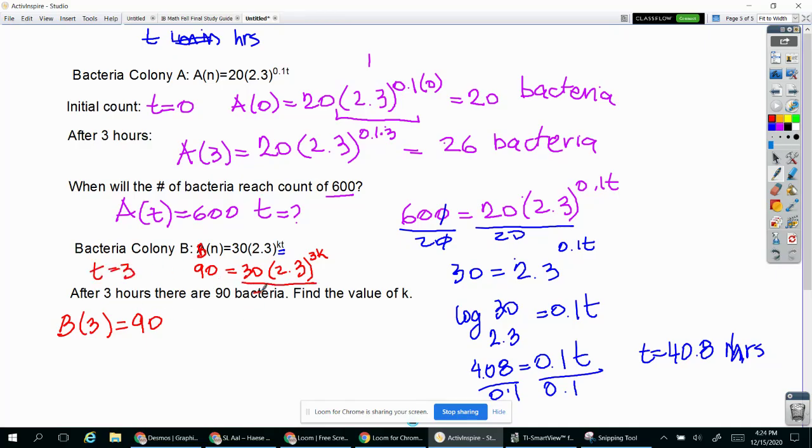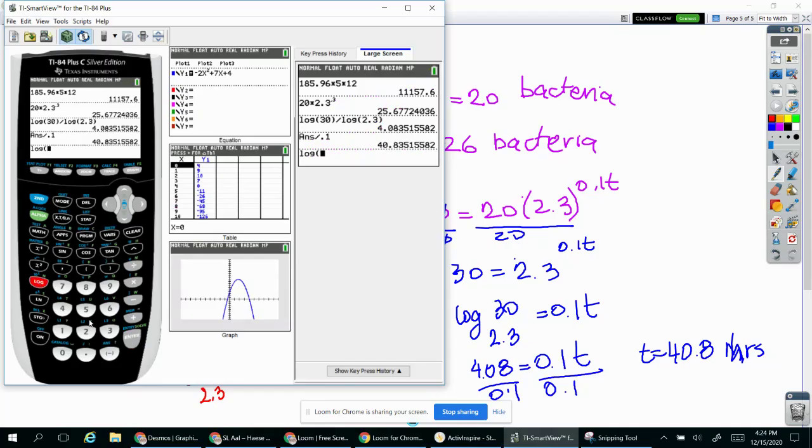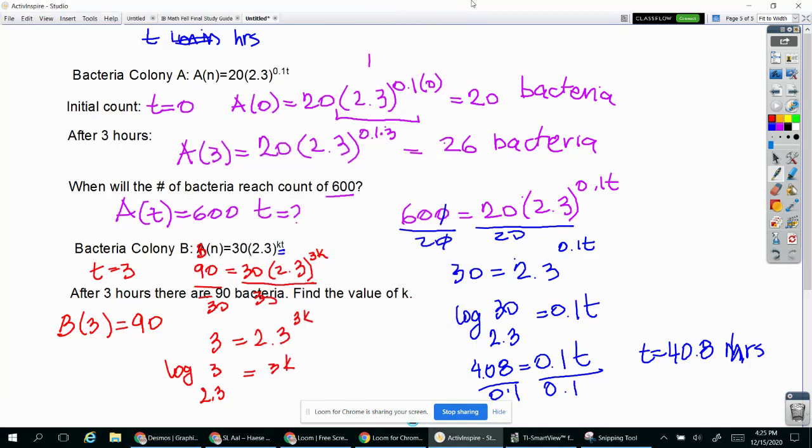So now let's solve this. Divide both sides by 30. We have over here 3 equals 2.3 raised to the 3k, which means that 3k equals log of base 2.3, argument is 3. Let's put that in the calculator. Log of 3 divided by log of 2.3 equals 1.31. Okay, 1.32 almost.